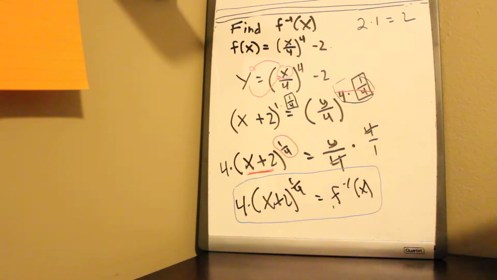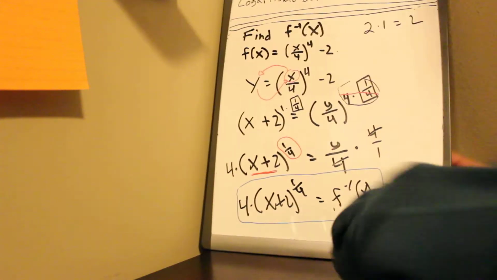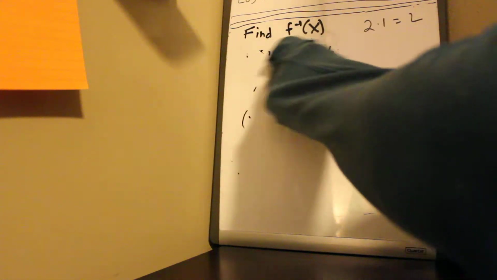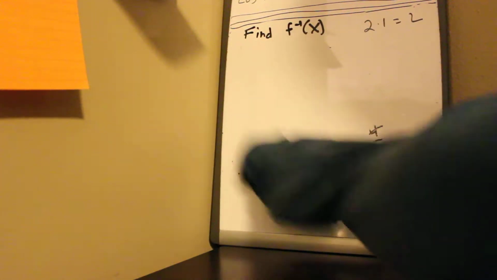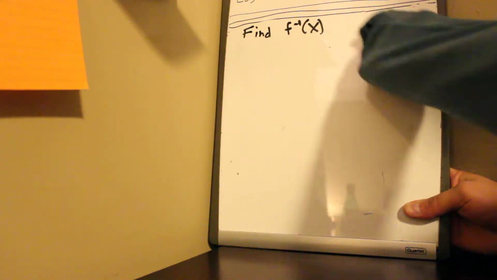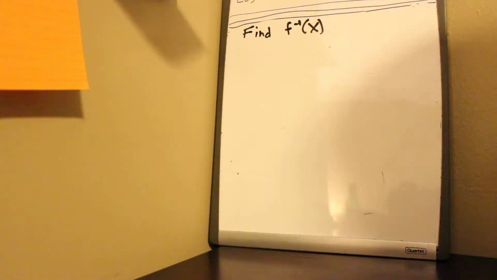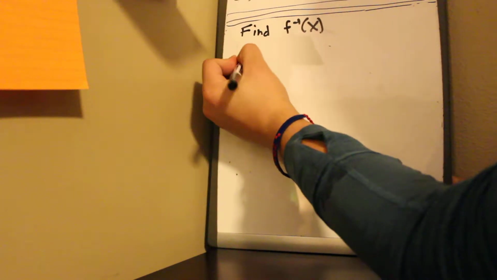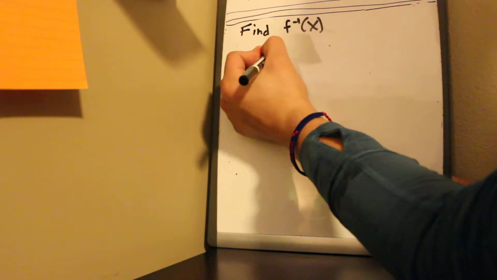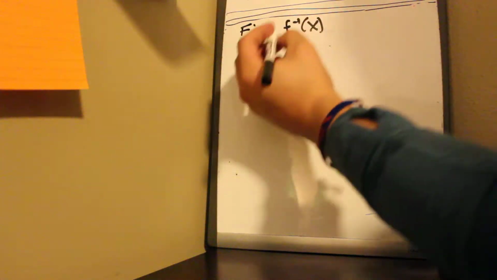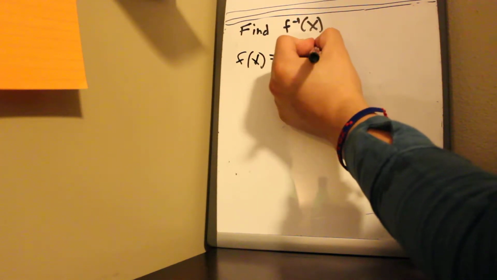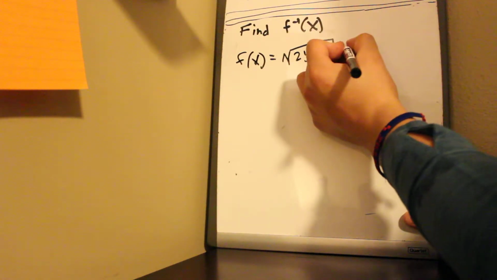Okay, so let me go ahead and erase this. Let's go ahead and do a problem because I know a few people wanted problems with square roots in it. So let's do f of x equals the square root of 2y plus 1 minus 3.